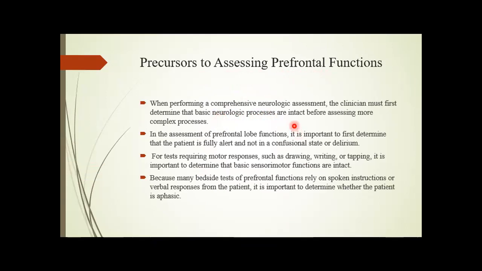When performing a comprehensive neurological assessment, the clinician must first determine that the basic neurological processes are intact before assessing more complex processes. In the assessment of prefrontal lobe functions, it is important to first determine that the patient is fully alert and not in a confusional state or delirium. For tests requiring motor responses such as drawing, writing, or tapping, it is important to determine that the basic sensory motor functions are intact. Because many bedside tests of prefrontal functions rely on spoken instructions or verbal responses from the patient, it is important to determine whether the patient is aphasic.